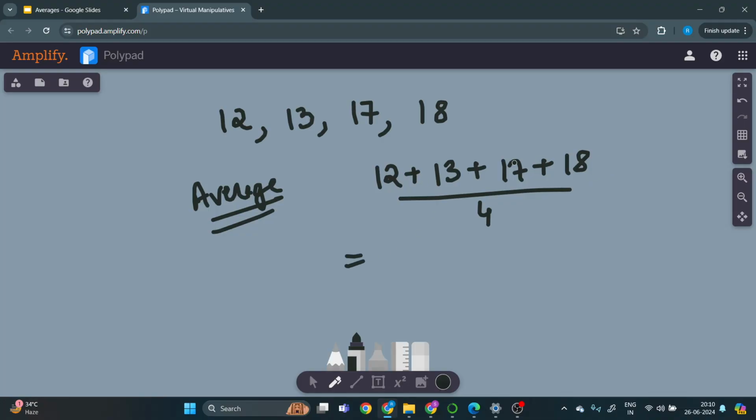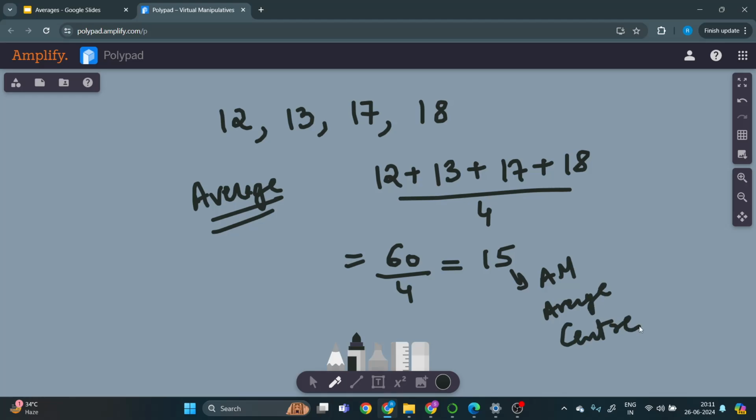So what is the sum of these numbers? 12 plus 13 is 25, plus 17 is 42, plus 18 is 60. 60 is the sum. 60 divided by 4 gives us 15. So 15 is the arithmetic mean. 15 is the average. 15 is the center point as well.